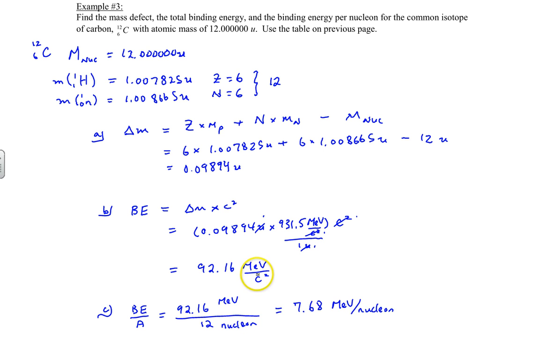And I should fix up a few little things here as well. And there we have it. We have a mass defect of 0.09894 atomic mass units, 92.16 mega electron volts of total energy, and then 7.68 mega electron volts per nucleon. And that's it for example number 3.